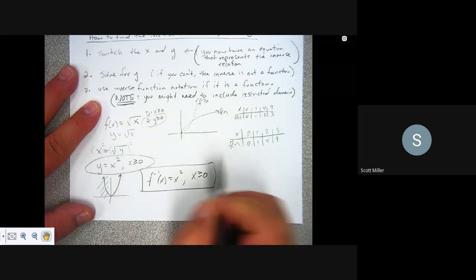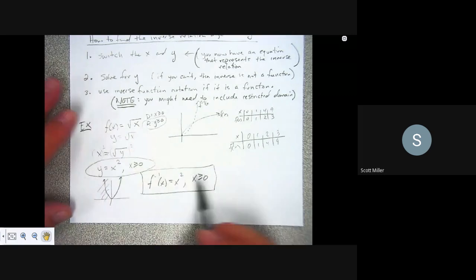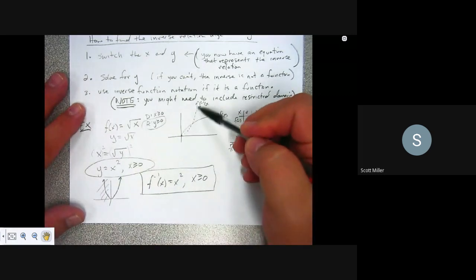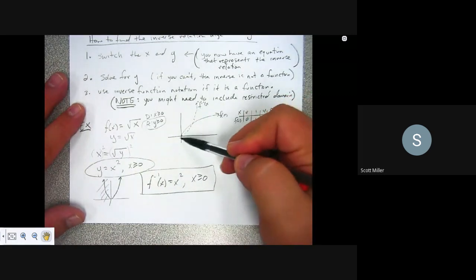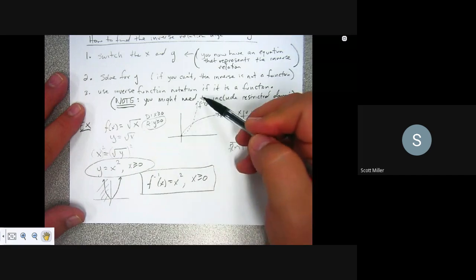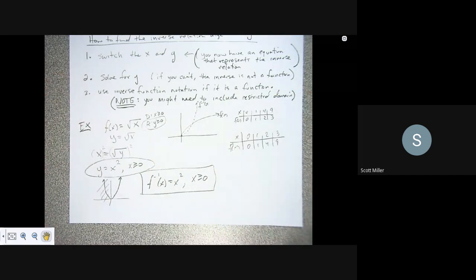This is what I was talking about. This is this dotted line right here. Okay? This is why all three parts are important to understand what you're doing, so that you don't make little mistakes like that. Okay?